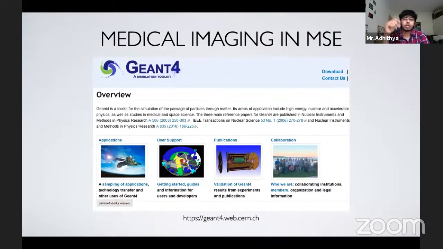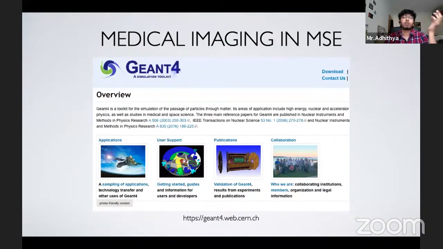Depending on the application, you can do various simulations using Gate and Geant4. So these are some of the open source toolkits which you can install, and there are some YouTube videos which are also useful to guide people who are new to Gate and Geant4 on how to use it.